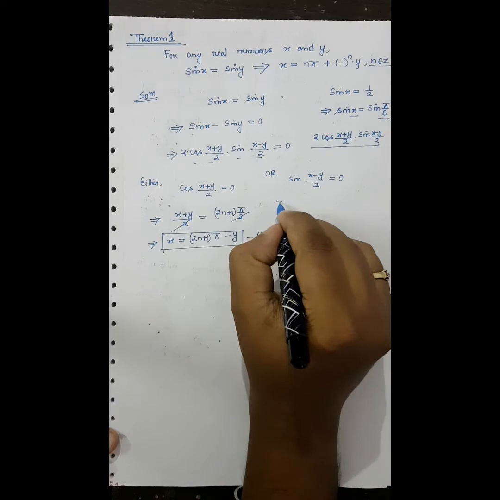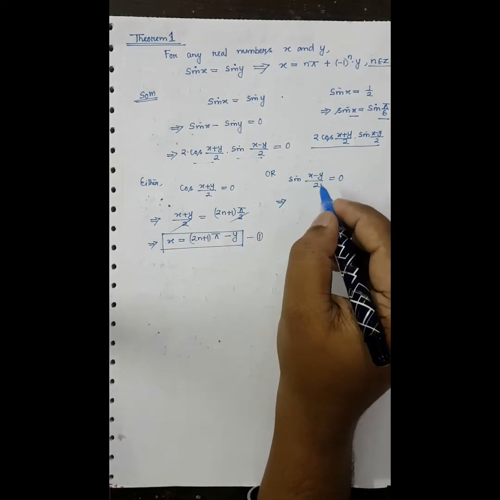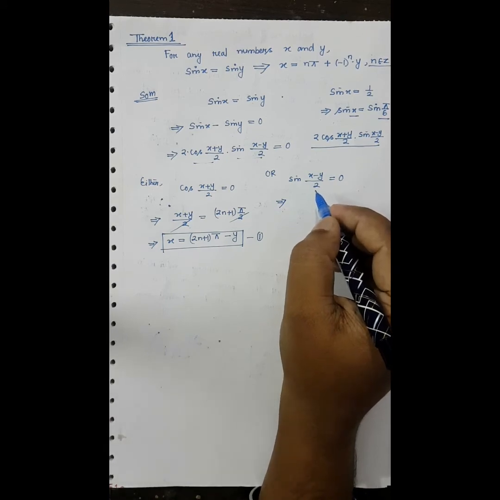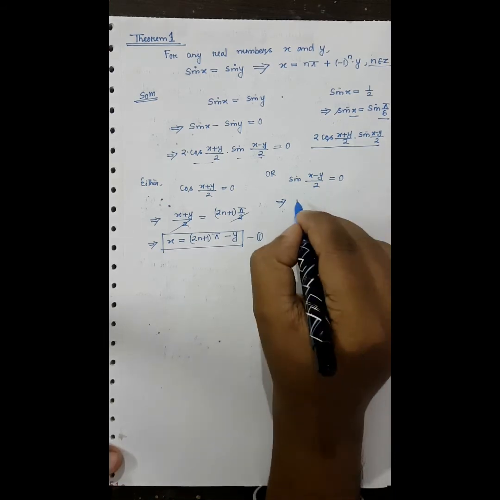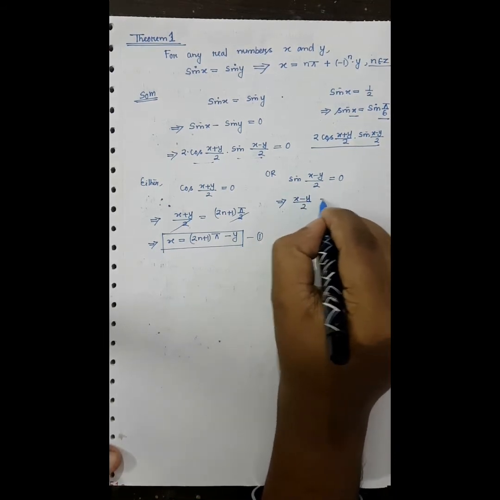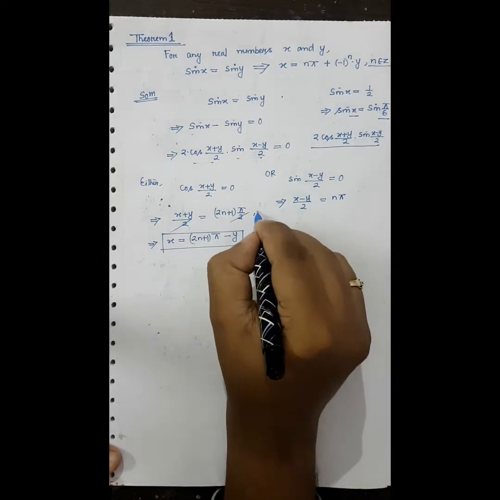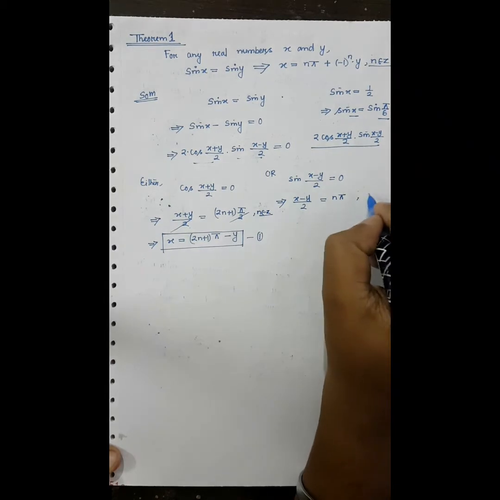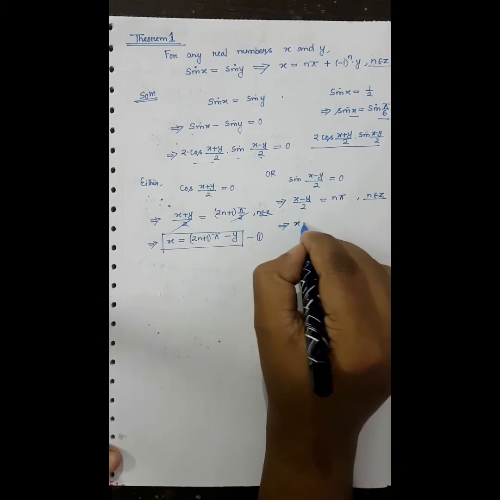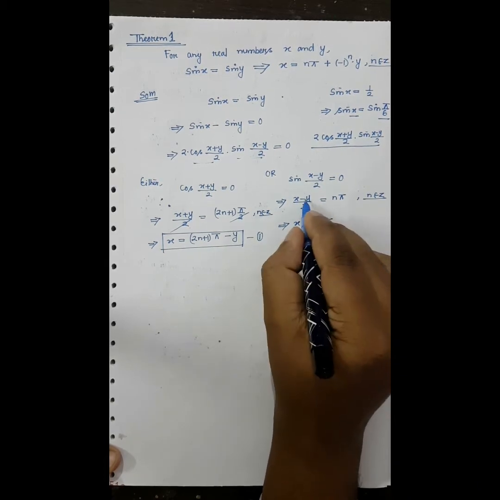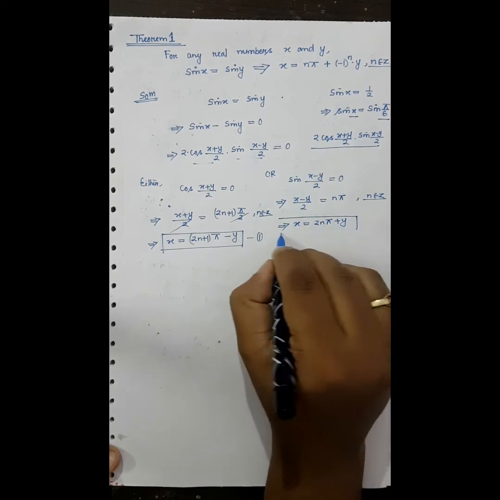And sin (x minus y by 2) is equal to 0. We know that sin theta is equal to 0 whenever the angle theta is equal to n pi, that is an integral multiple of pi. So (x minus y) by 2 will be equal to n pi, where n belongs to Z. Similarly here n belongs to Z. Now upon solving, we'll get x equal to 2n pi, take y this side, it will be plus y. So we get another solution. This is number 2.